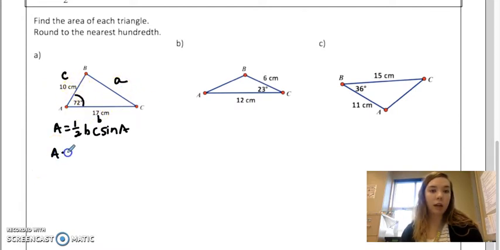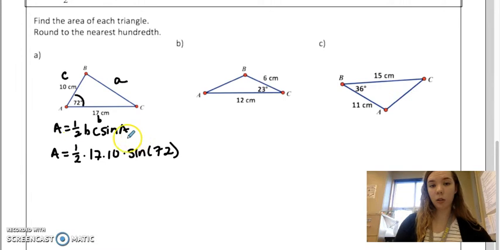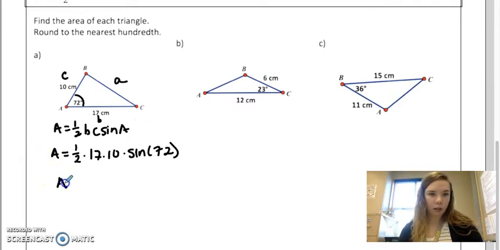So here, the area, and this is area, it doesn't stand for the angle measurement. You have 1/2 times 17 times 10 times the sine of 72. And really what I'm going to do here is I'm just going to type this whole right-hand side into my calculator. And I get, I'm rounding, 80.84 centimeters because it wants us to round to the nearest hundredth.